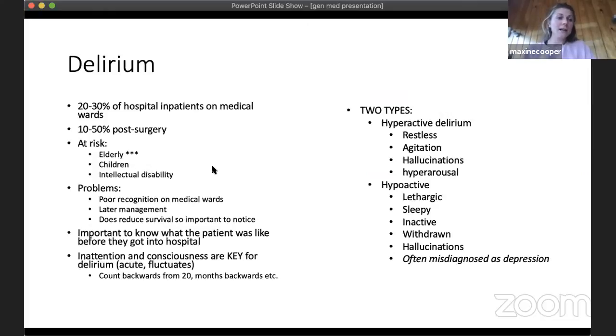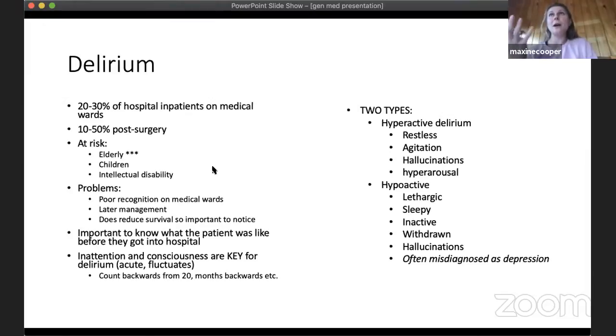Okay. Just finally, I'm going to talk about delirium, something I knew nothing about until I got onto the wards. So delirium is super common. As I've mentioned there, in medical wards, 20 to 30% of patients have it, super under-recognized as well. And it's really common after surgery too. Super at risk if you're elderly, if you're a child, or if you have some kind of intellectual problem. But the main problem, as I was saying, is it's really poorly recognized on wards, and it can reduce survival for people. So it's really important to recognize.